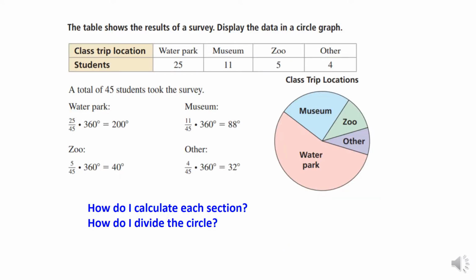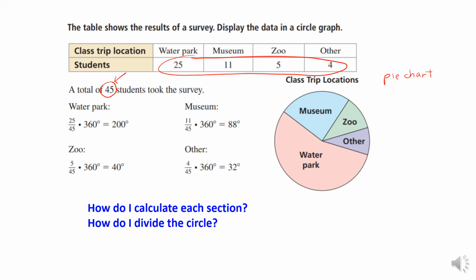Okay, the next kind of data display that we're going to look at is called a circle graph. Sometimes these are called pie charts, but they're not easy to make. They're kind of difficult. So the first thing you have to do is total up how many people took the survey. And here is the total.